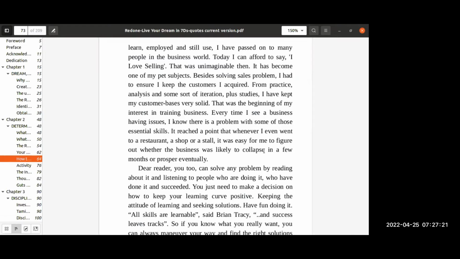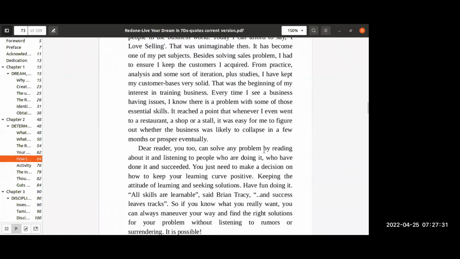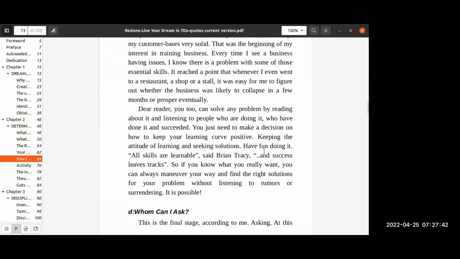Every time I see a business having issues, I know there is a problem with some of those essential skills. It reached a point whenever I even went to a restaurant, a shop, or a stall, it was easy for me to figure out whether the business was likely to collapse in a few months or prosper eventually. Dear reader, you too can solve any problem by reading about it and listening to people who are doing it, who have done it and succeeded.